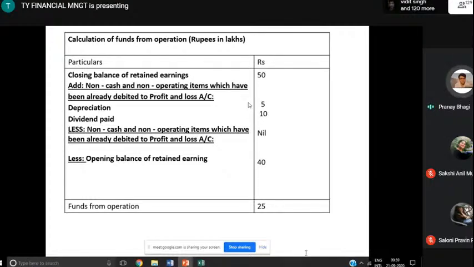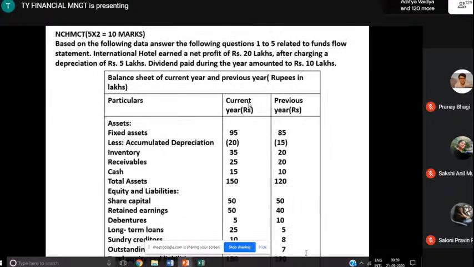So net profit. Net profit, very good, very good. Thank you. You have got the brain. Net profit. How much is the net profit? 10 lakhs. Net profit 10 lakhs. Right? Why do I say 10 lakhs?